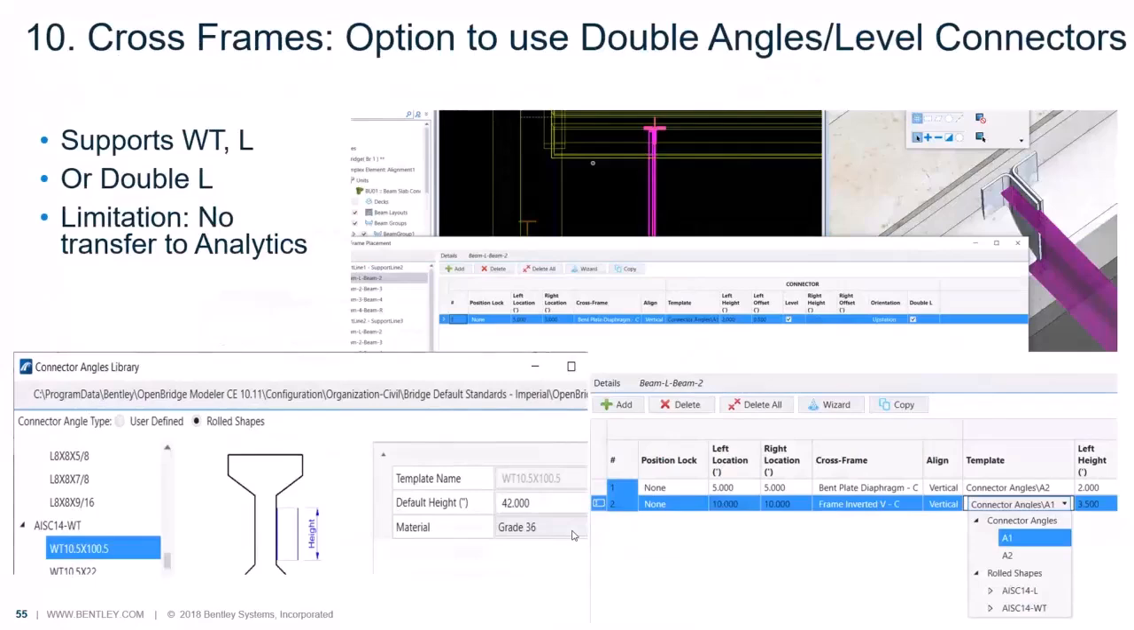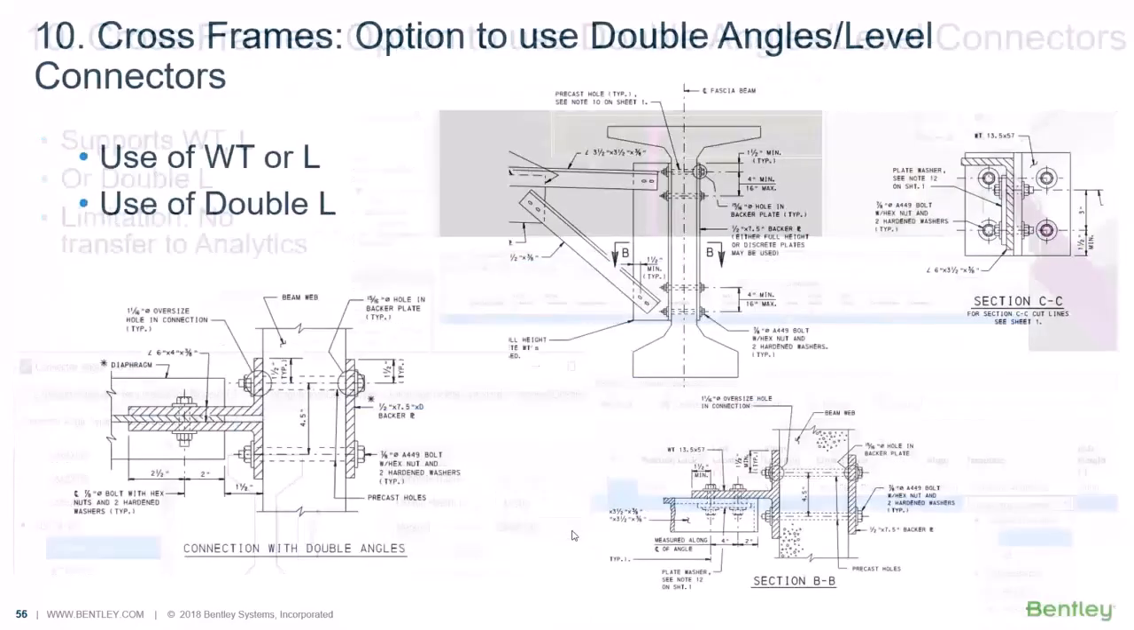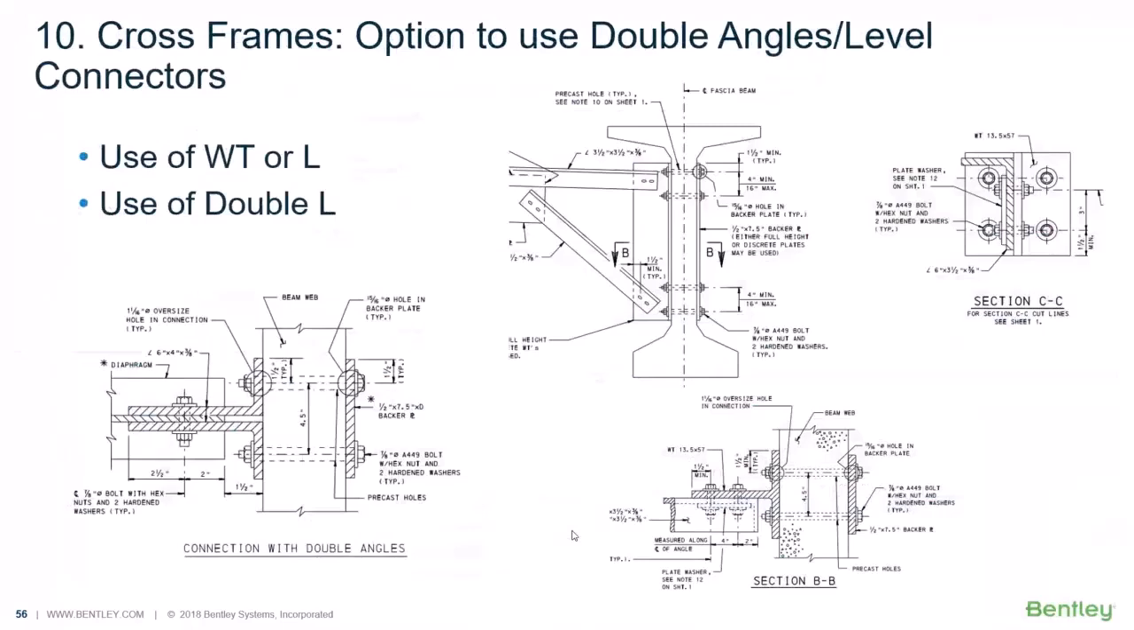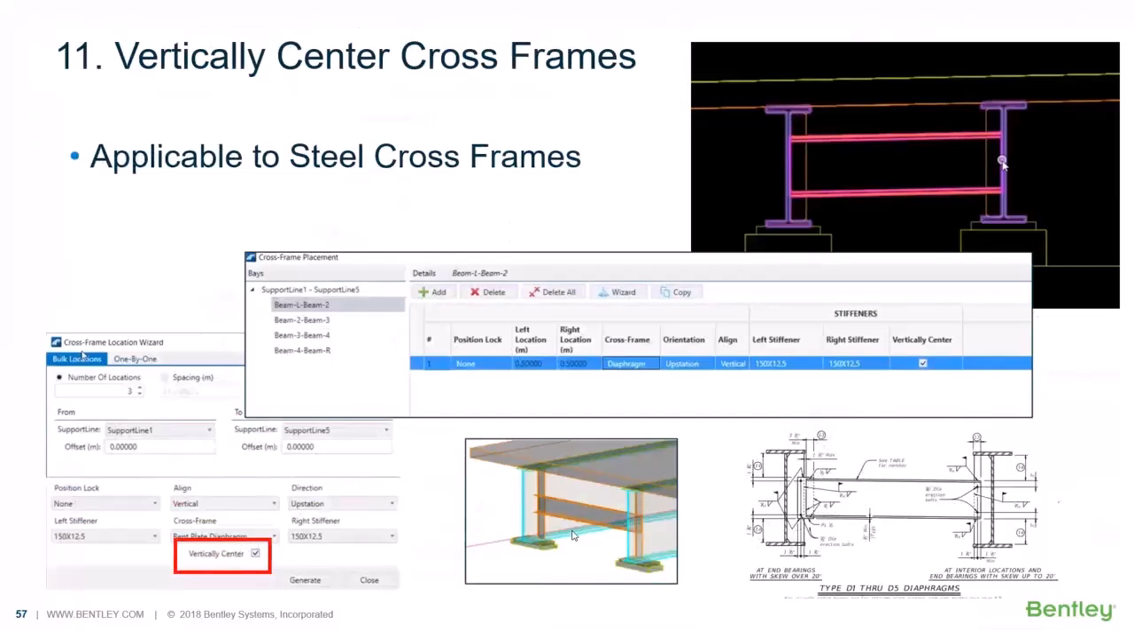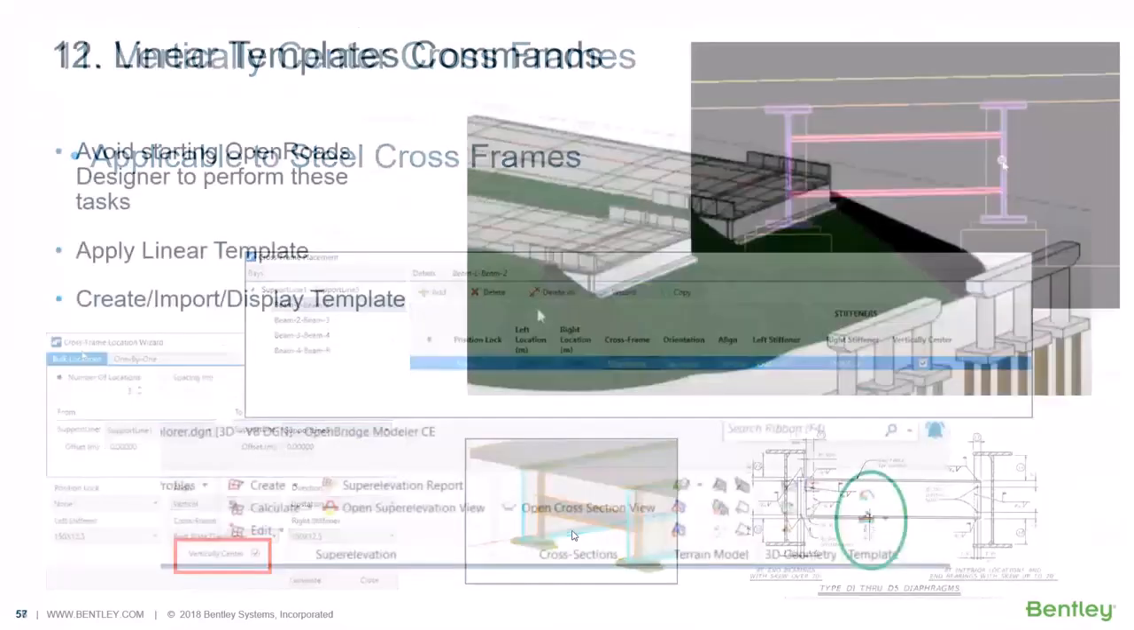Double angles as connectors too, on steel. So we can use that too. We can vertically center the cross frames, especially when you are in super, right? So we can just all align it.